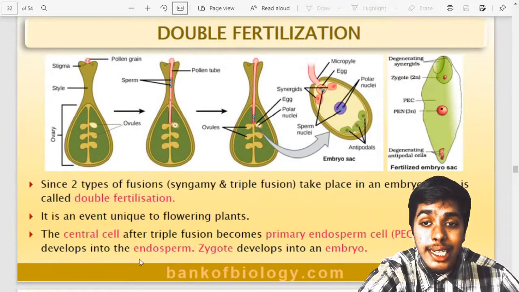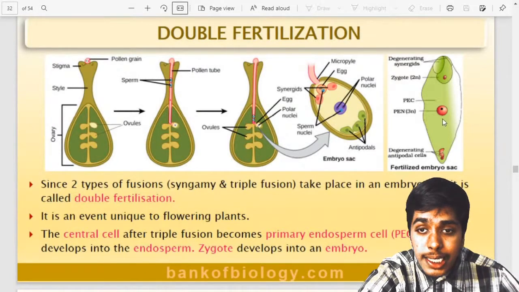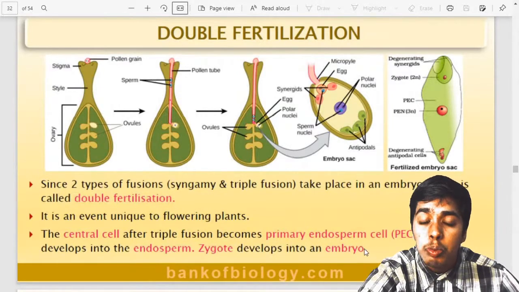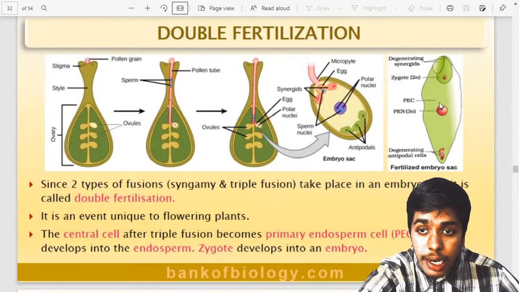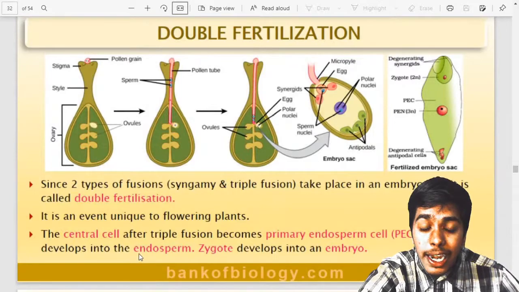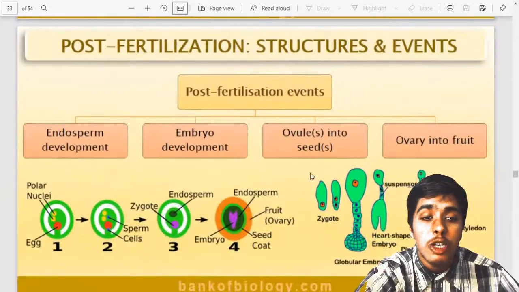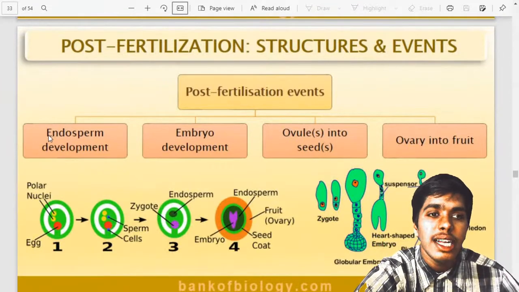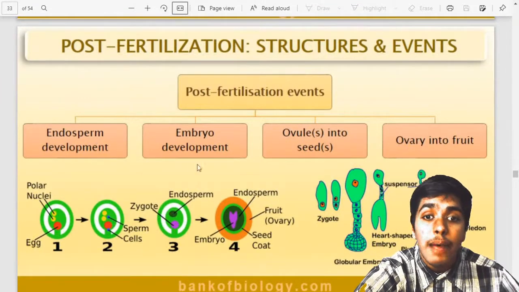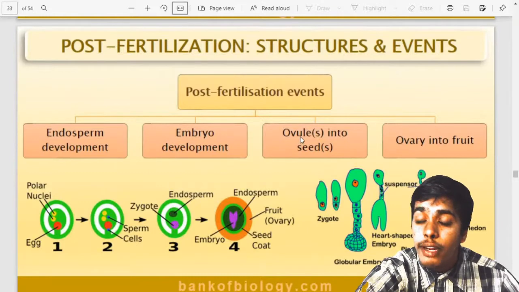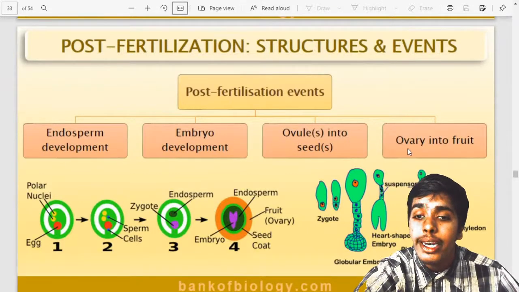The central cell after triple fusion forms the primary endosperm cell and develops into an endosperm. The zygote develops into embryo. Now, what are the post-fertilization events? First, the endosperm will develop, the embryo will develop, and the ovules will transform into seeds and the ovary into the fruit.